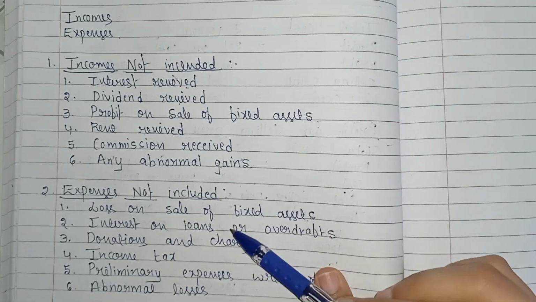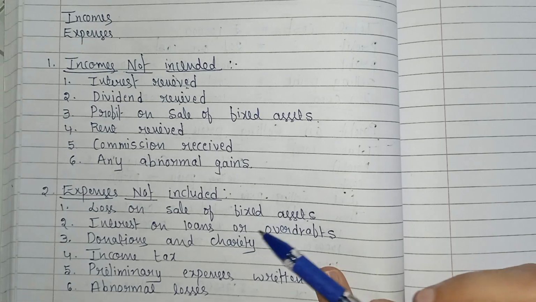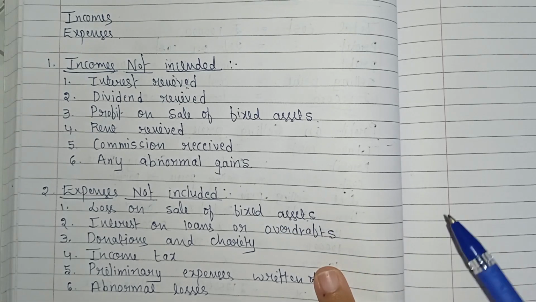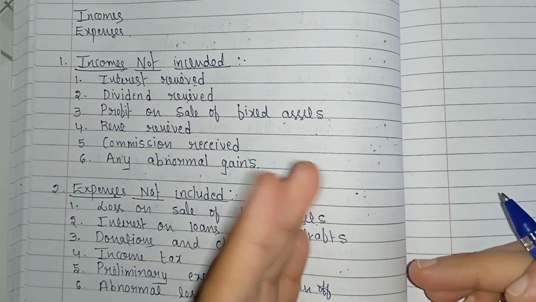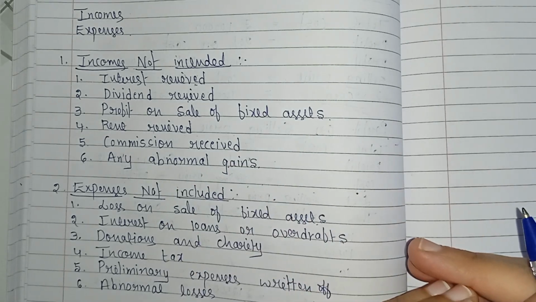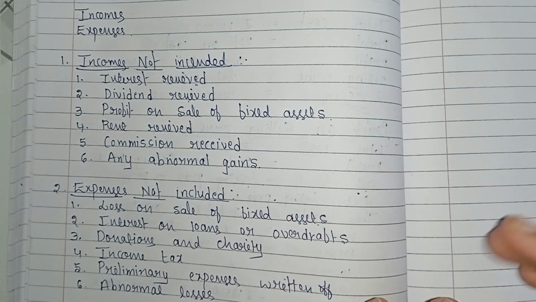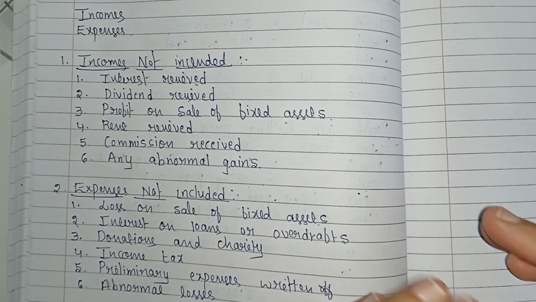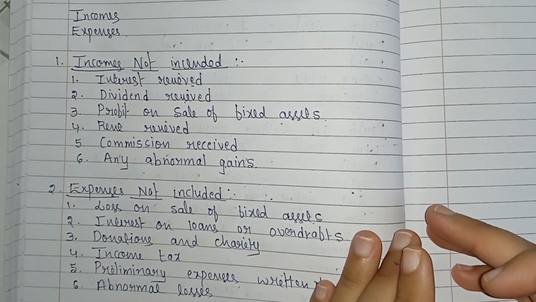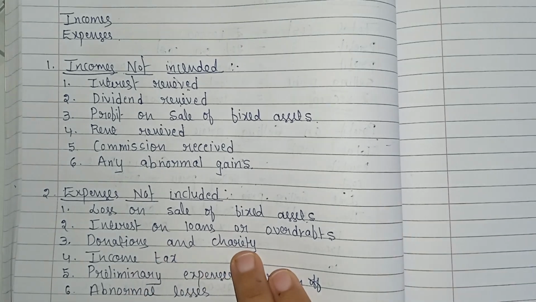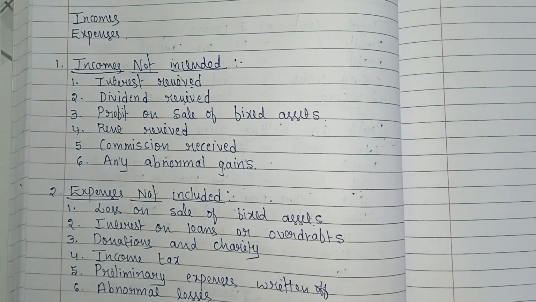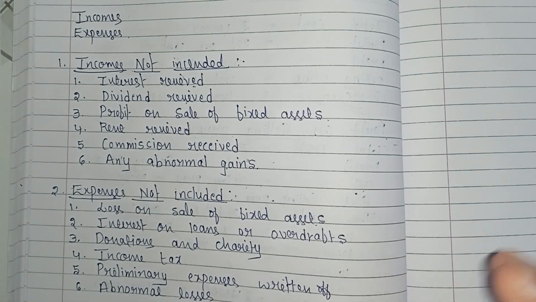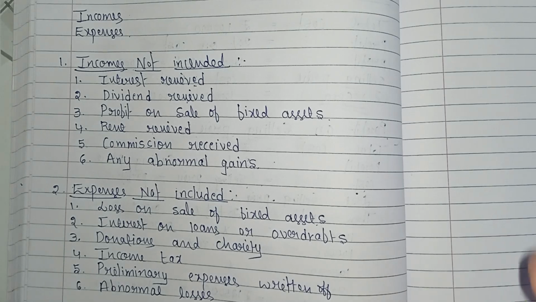The second one is interest on loans or overdrafts. It is a financial expense incurred for borrowing funds from banks or any financial institutions. It is not related to the production process and is excluded from the cost sheet. The third one is donations and charity. They are voluntary expenses made for social purposes, not related to any production or business operation, so they are not included in the cost sheet.